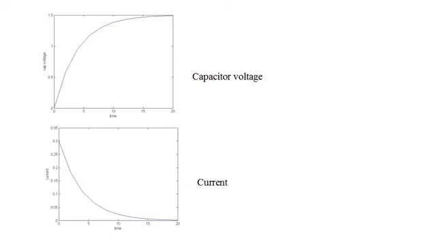Program results for the parameters given on the previous slide are shown. The initial capacitor voltage is 0 and increases to 1.5 where it levels off, and the initial current is 0.3 amps and it decreases to 0. So that's what we'd expect.